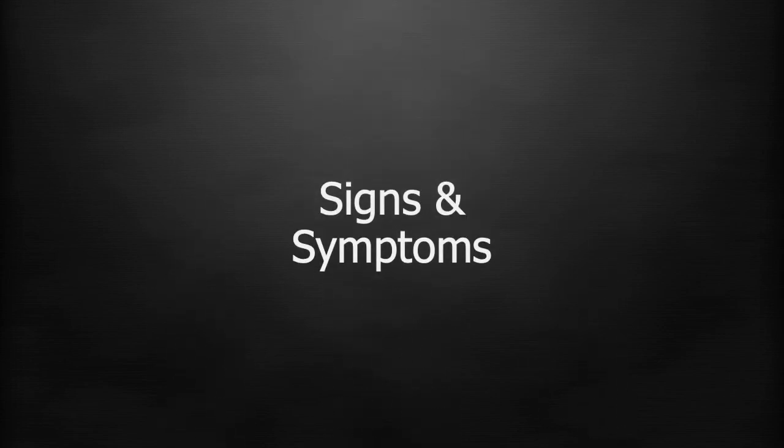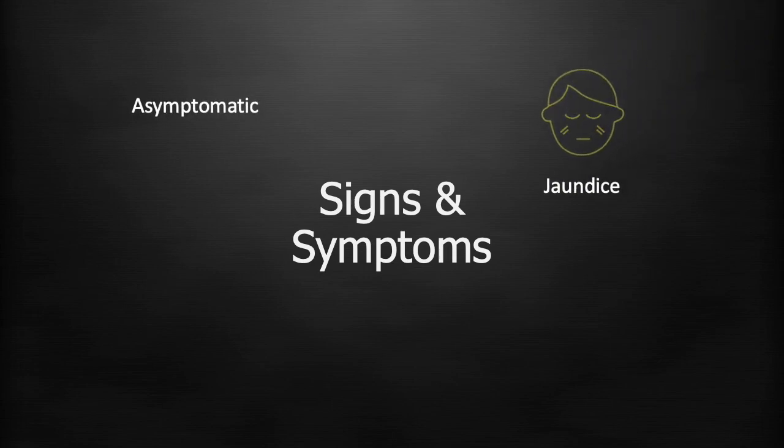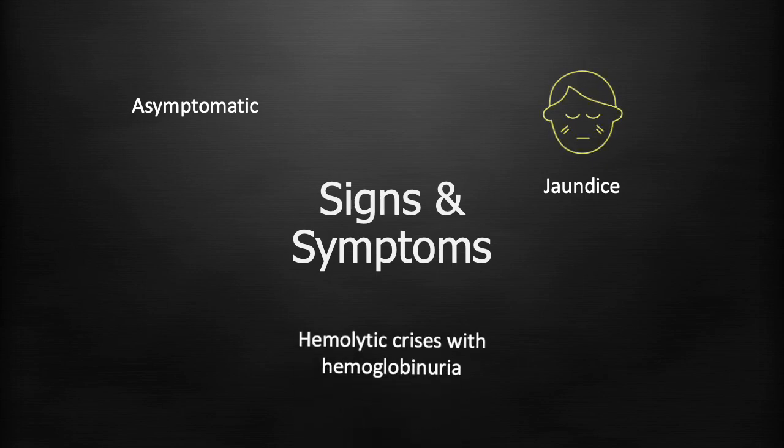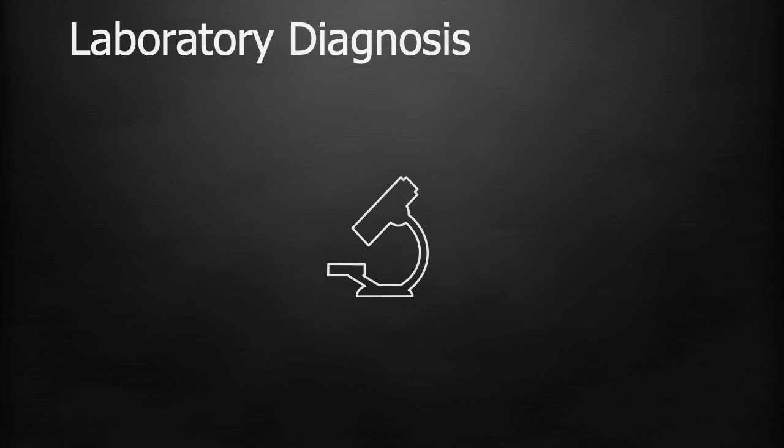G6PD deficiency is usually asymptomatic unless triggered by an oxidant. There could be neonatal jaundice and also acute hemolytic anemia, which is caused by rapidly developing intravascular hemolysis with hemoglobinuria during the hemolytic crisis. The anemia may be self-limiting as new and young red cells are made with near normal enzyme levels. Between crises, the blood count is normal.